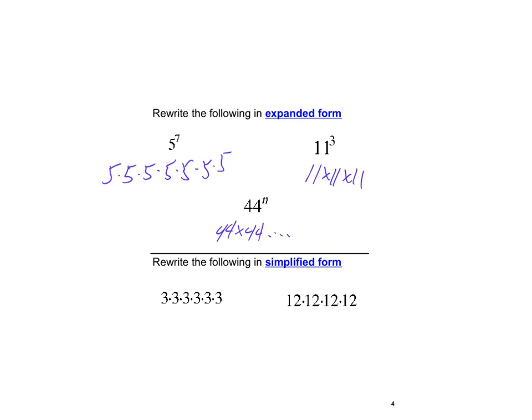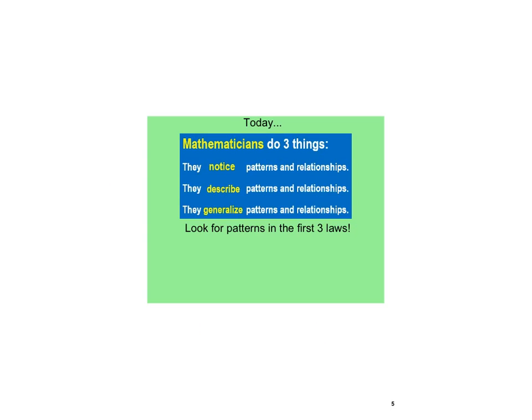Simplified form, on the other hand, would be taking the expanded form here, which like we see here, and just saying, well, this is 3 to the 6th power. It's 3 times itself 6 times, or 12 times itself 4 times. And that's just, again, a shorter way of writing it, since they mean the same thing, and this would be more efficient.